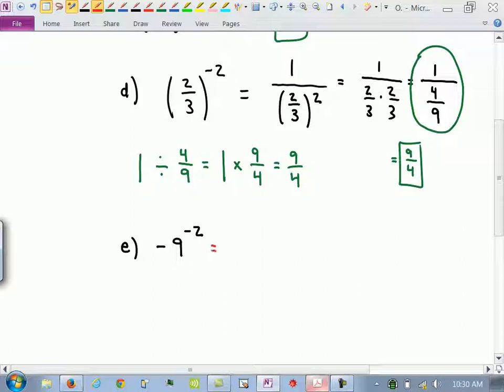So let me rewrite that. This is really a negative 1 times 9 to the negative 2. That's the way you should see that, because the negative 9 is not in parentheses.